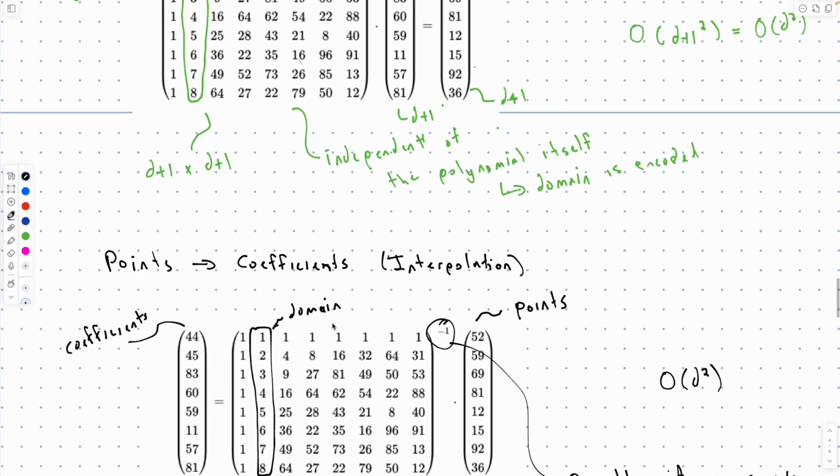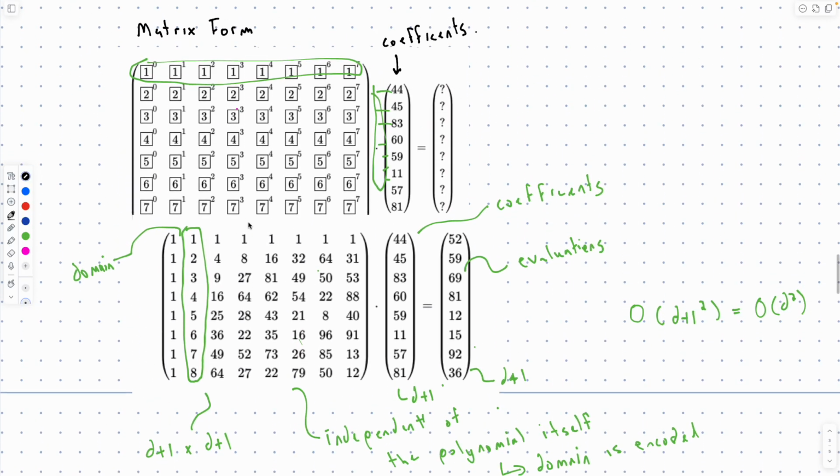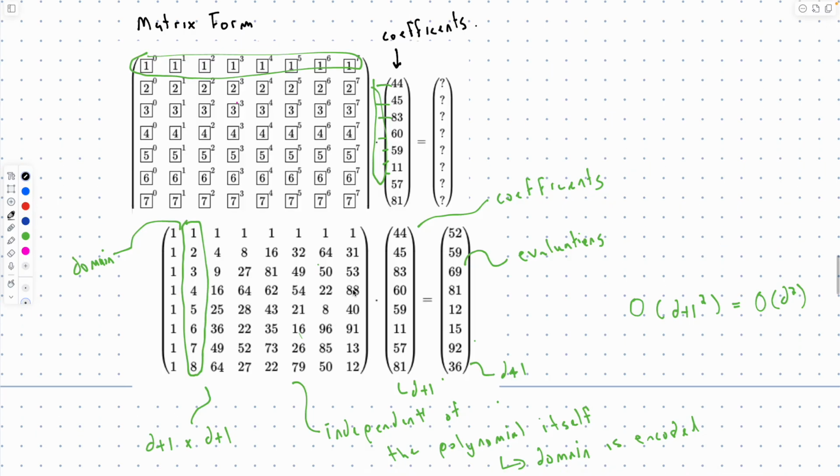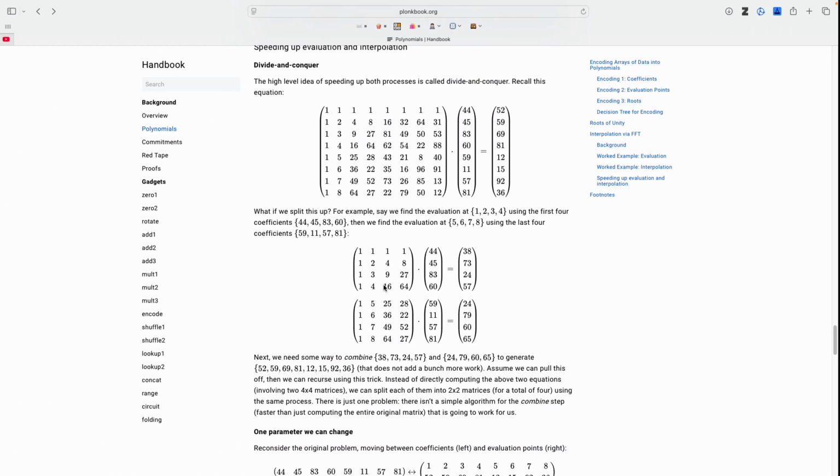Okay, is it possible that maybe there's a matrix that's nicer, right? So I'm looking at this matrix, and I'm like, I have to do a multiplication with this matrix. There's no structure or anything to this matrix. You know, it doesn't look like a nice matrix, but maybe there's some kind of matrix that's nicer. Okay. So there are matrices that are nicer.